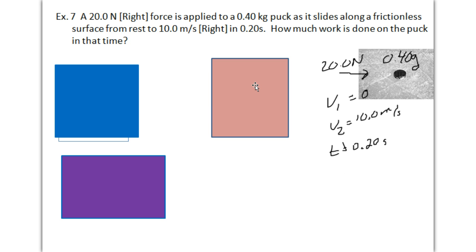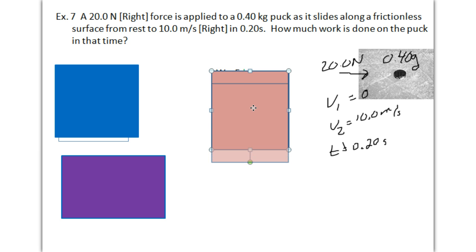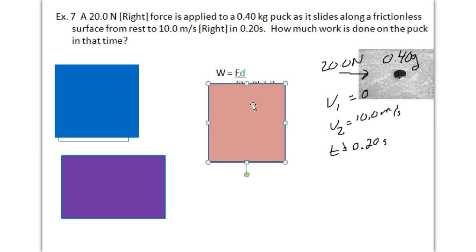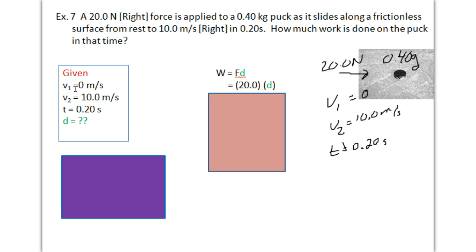Okay, so let's say you solve that now on your own. You start where work is force times distance. And you know that force applied was 20 newtons. And it's in direction of motion, so we don't need to worry about cosine theta. And you get stuck here. What's the distance? Well, let's look back to what we know. We have v1, v2, time, and we have to find distance.